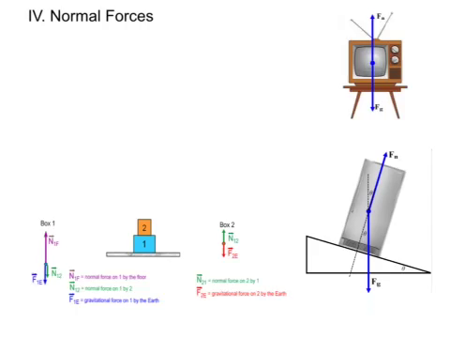Alright, so now let's look at normal forces. Imagine an object, something like a television, sitting here on a table. We know that the gravitational force is acting on the television, but how can we use Newton's laws to explain why that television does not continue to just fall toward the center of the Earth?